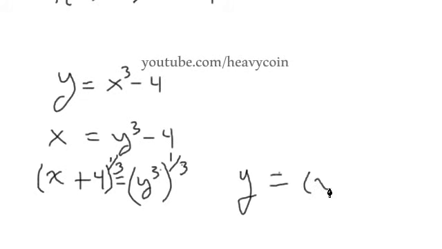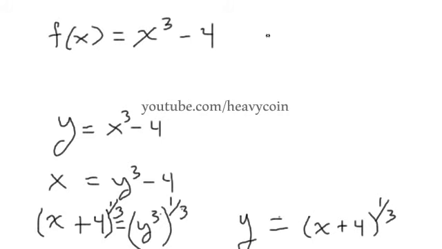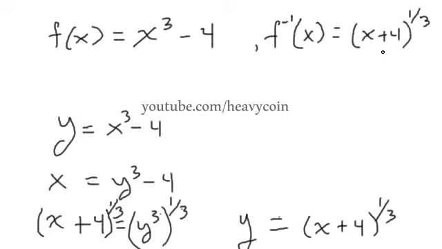So don't get too confused there. So there you go. This is going to be the inverse function of our original up here. And so f inverse of x is x plus 4 raised to the 1/3. Now let's graph those and see what we got.